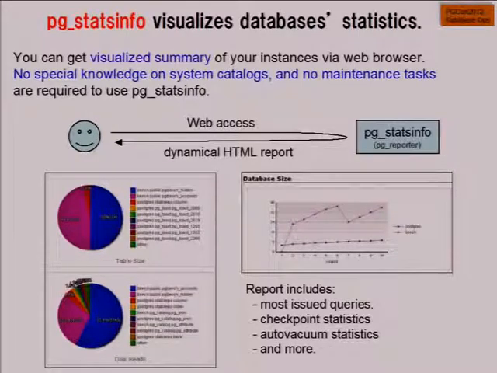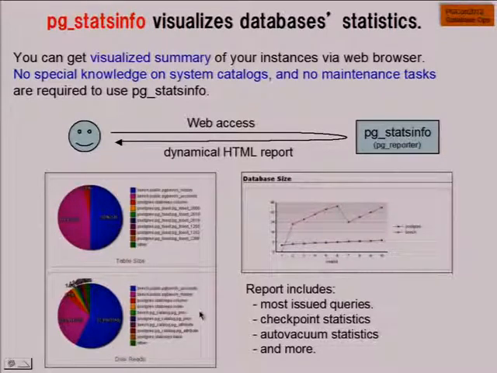It visualizes database statistics. You can get a visualized summary of your instance via a web browser. No special knowledge of system catalogs such as pg_stat_io tables or pg_relation_size is needed. And no maintenance tasks are required to use pgstatsinfo. When the PostgreSQL instance starts, the agent modules also start. When you stop the PostgreSQL instance, the agent modules also stop. So no additional maintenance tasks are required to use pgstatsinfo. You can get dynamic HTML reports via a web browser.